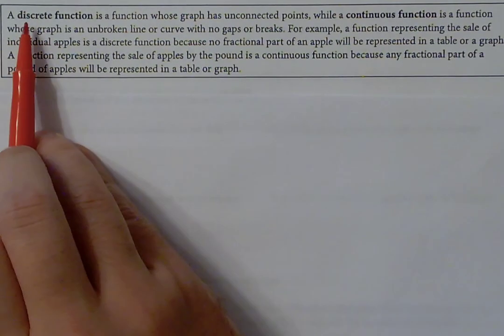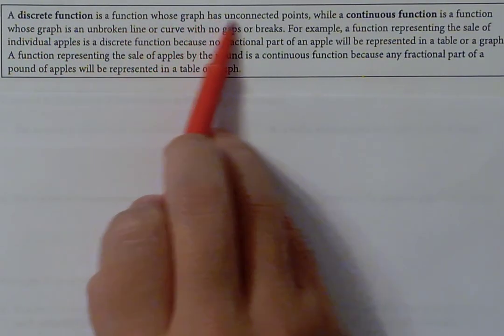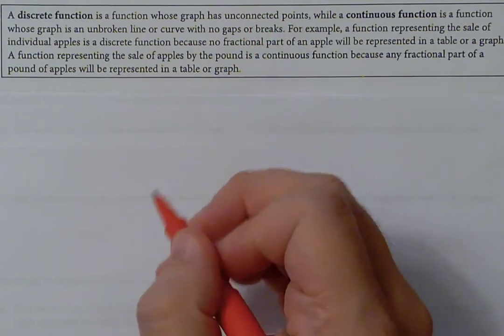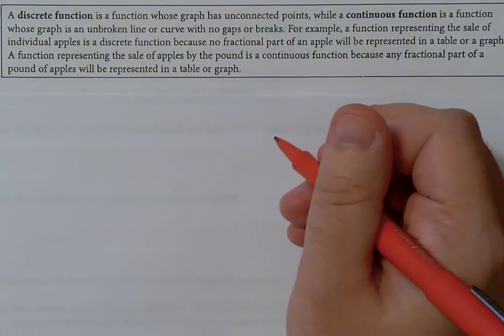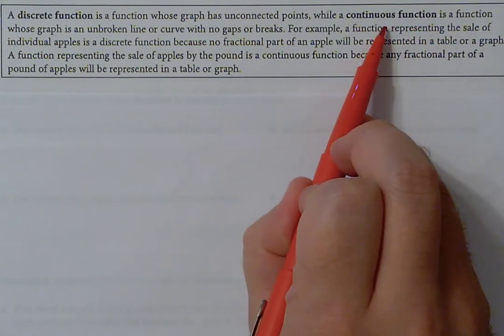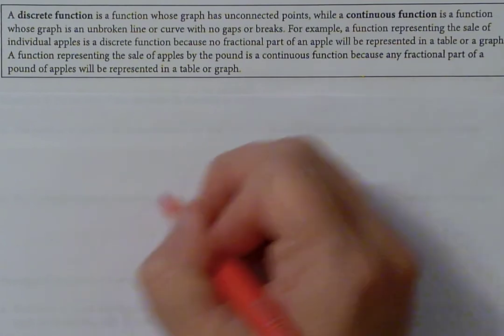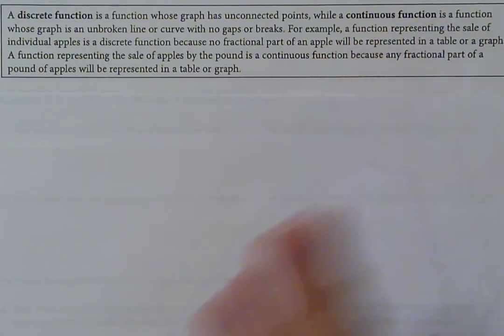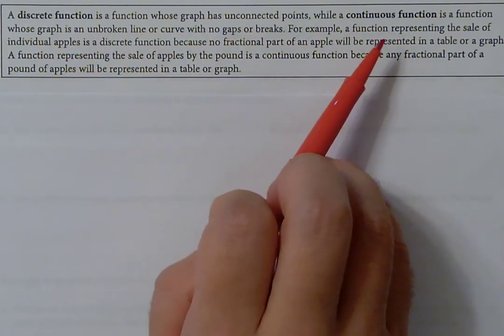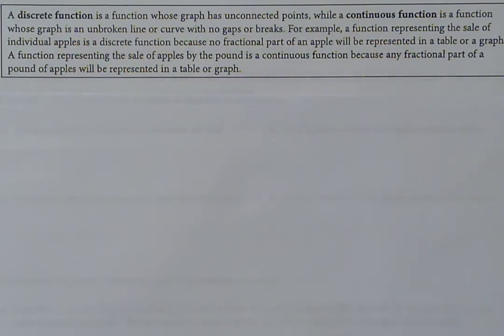Now, a discrete graph is a function whose graph has unconnected points. So remember, discrete is just a graph that has a bunch of points, while a continuous is a function that has a continuous graph or it has a line. So anything that you can draw a line is continuous. Anything that is just a bunch of points is discrete. Now, something to think about, because I'm going to give you a situation and ask you if it's continuous or discrete. I'm not going to give you a graph for these.